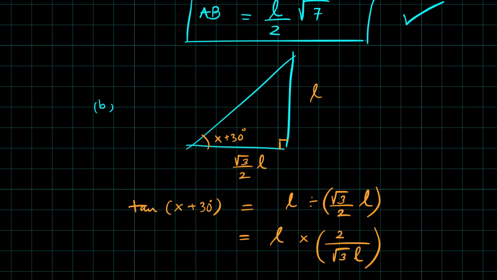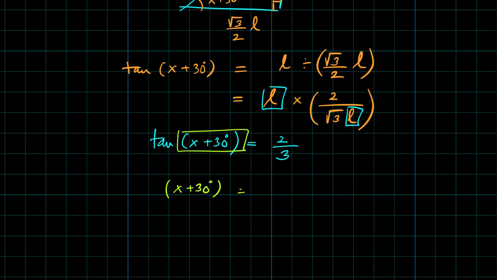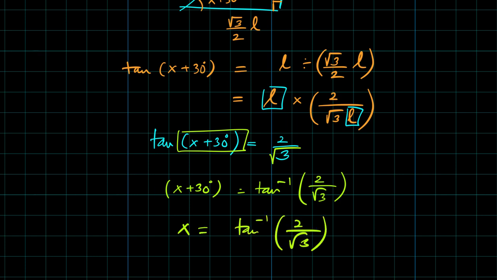Now what gets cancelled off? The L and the L get cancelled off. And then we have tangent of (x plus 30 degrees) equals 2 over root 3. Now if I want to make x plus 30 the subject, I'll write x plus 30 degrees equals tangent inverse of, I forgot the root, my bad, that is 2 over root 3. Therefore, x equals tangent inverse of 2 over root 3 minus 30 degrees, and that is how this part is done.